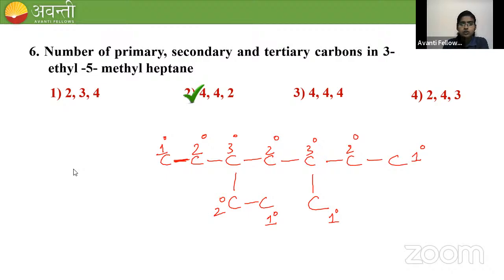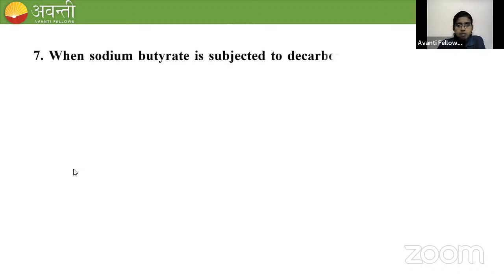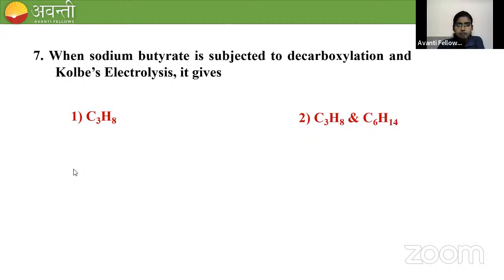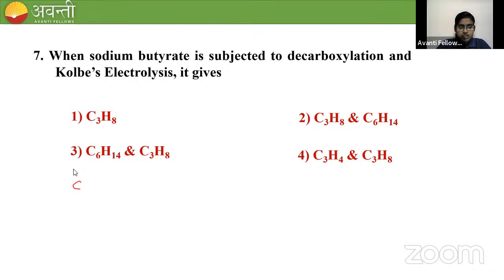Now let's move on to the next question. When sodium butyrate is subjected to decarboxylation and Kolbe's electrolysis, it gives. So it is a reaction, right? Two reactions are clubbed here, and we should know the structure of sodium butyrate. What is sodium butyrate? C3H7, a propyl group containing system with COO minus and Na plus. This is called sodium butyrate.